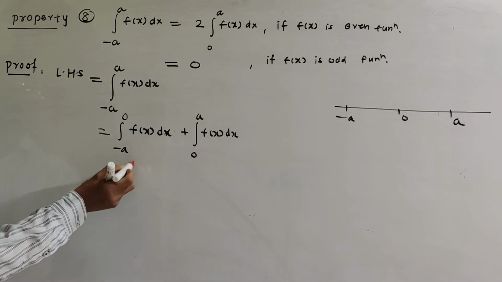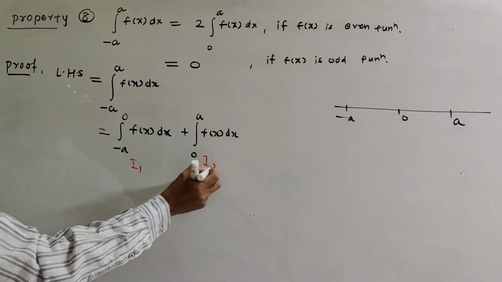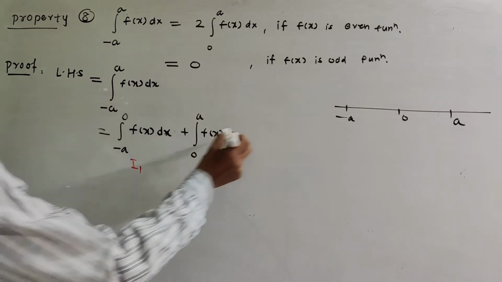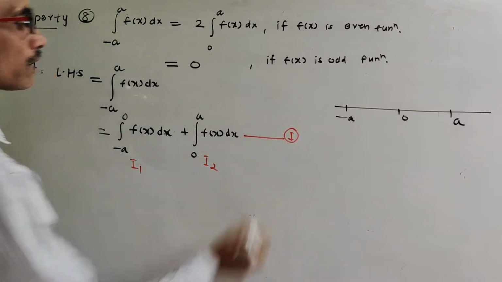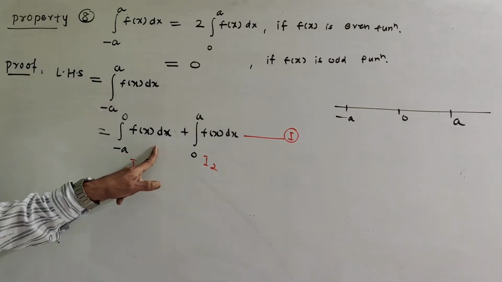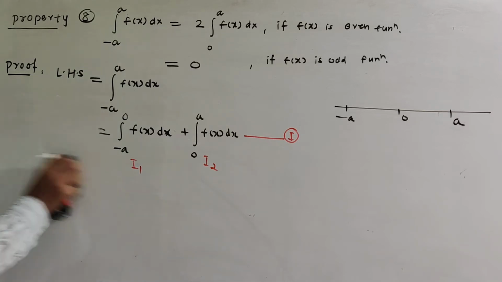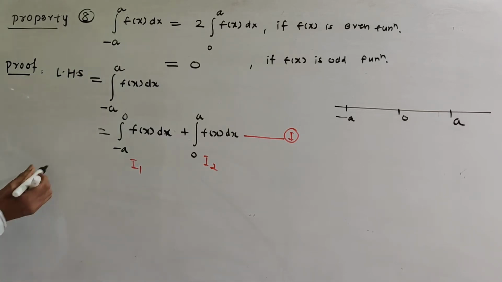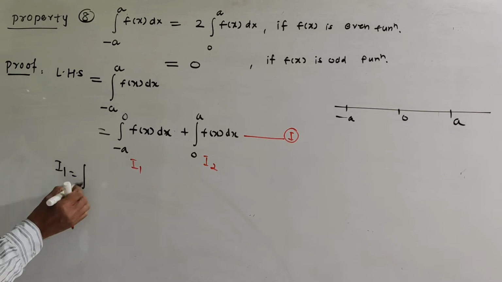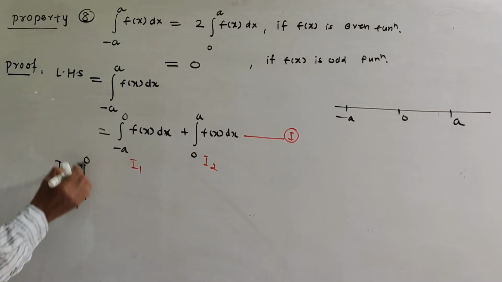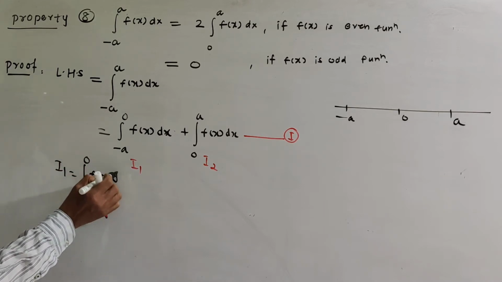Now this is say I1 integral and this is say I2 integral. We denote it by 1, and here consider integral I1. So we consider integral I1 is equal to integral from minus a to 0 of f of x dx.